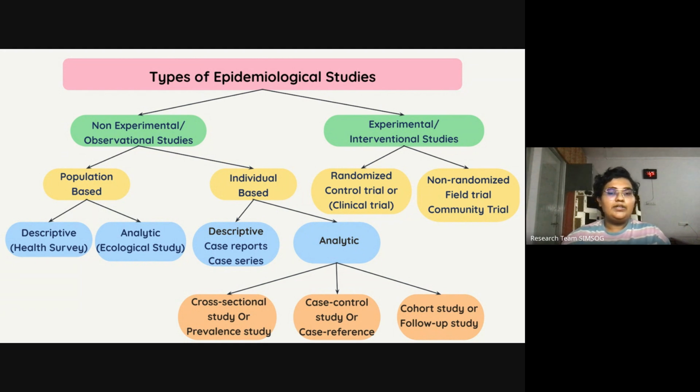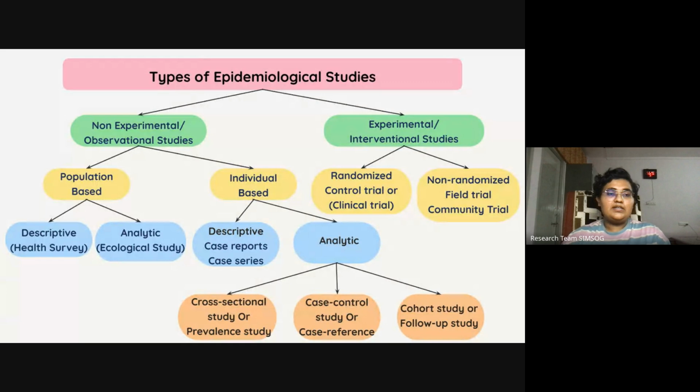And in a community trial, we look at any intervention and its effectiveness in a community compared to what happens when a community doesn't get an intervention, as a whole instead of just giving it to individuals. And that is about interventional studies. In observational studies, we usually have population based studies and individual based studies. In population based studies, we have again descriptive studies and analytical studies.